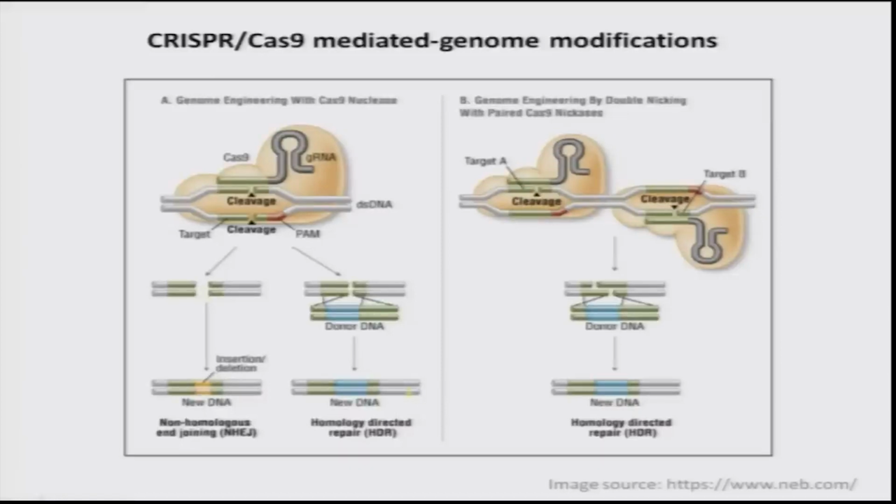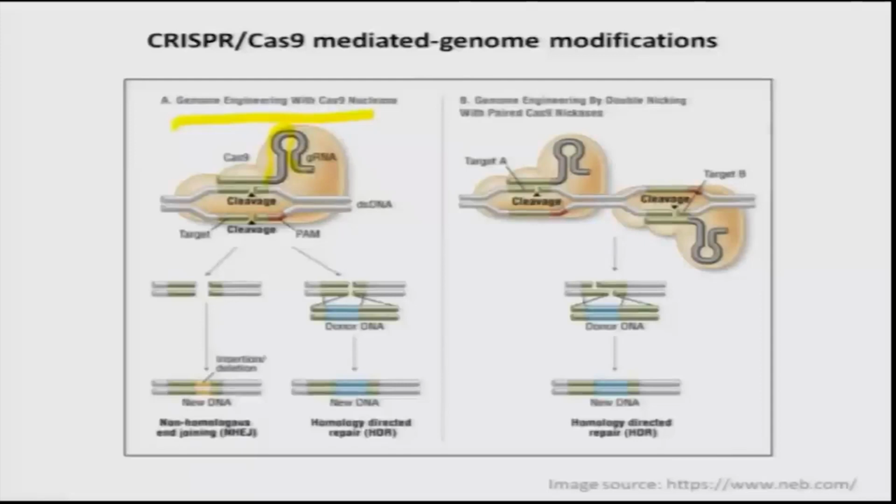There are two ways by which we can do this. The first one, shown on the left side, is genome engineering with Cas9 nuclease. Again, it is a nuclease because it cuts the DNA. What is the difference between this and the ZFN nuclease that we had discussed earlier? Over there, the nuclease is dependent on a DNA binding domain to identify a sequence where it has to cut. Here, the nuclease is dependent on the RNA that comes along with the system.